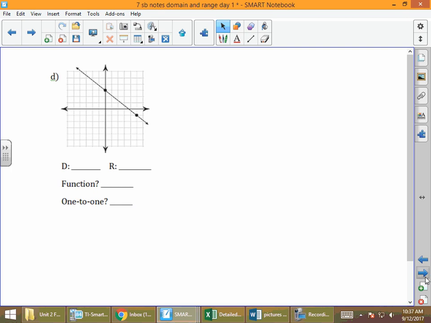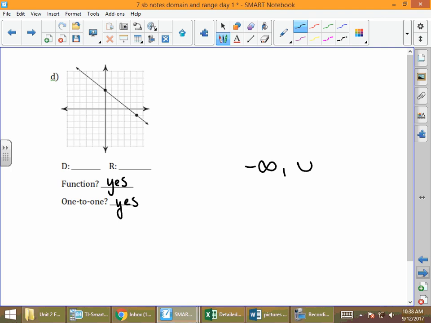Letter D. Is it a function? Yep. Is it one-to-one? Yep. Both of those. But for unknown reasons to me, this is the hard one here. And once again, what we see on the end is we see arrows. So something, at least, is going to have negative infinity to infinity.